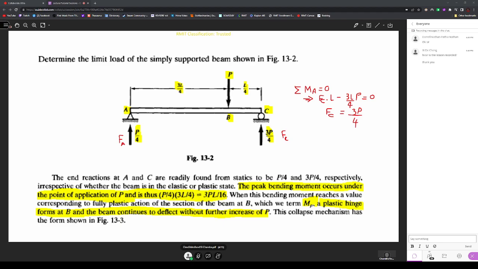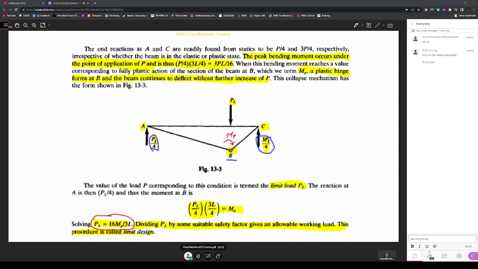Okay, so now we study that when the load P increases to the plastic load PL, okay, then we can see that there's a plastic hinge developed at point C. So point C is where the plastic hinge is developed. This is the first place of collapse because A and C are supported. So the structure will not fail at A and C, but the structure will fail where the load is acting.